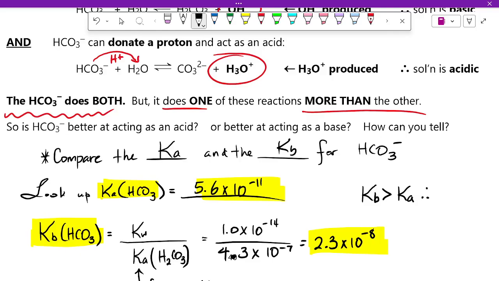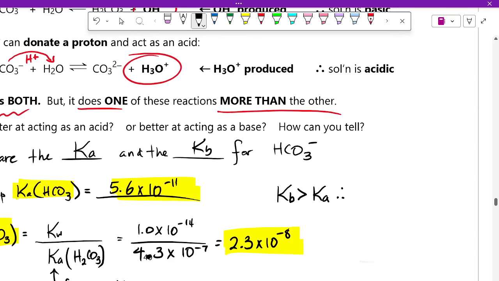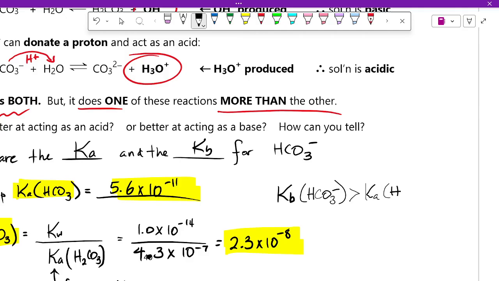Therefore, what? Actually, if I'm being really good about this, I should write that the Kb of HCO3 minus is greater than the Ka of HCO3 minus, for the base and acid. And therefore the solution will be basic. Okay?